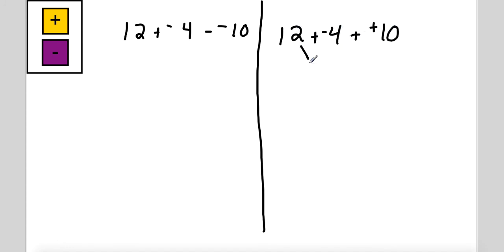So right here, I have 12 plus negative 4, just like 12 minus 4, which is going to give me positive 8. I'm going to add positive 10, and we know that 10 plus 8 is just going to give me positive 18.